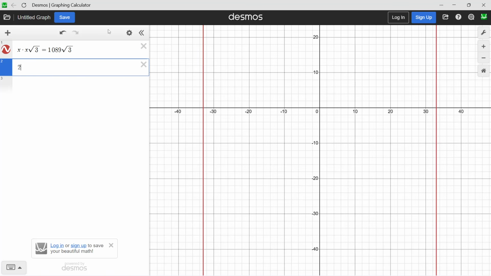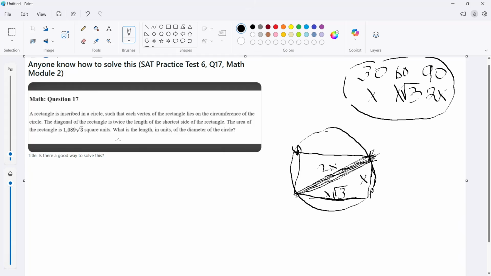So I'll put here 2x. Will that work? No, that won't work. I'll just have to put 2 times 33, and obviously the answer is 66. So I just used Desmos like a calculator on this one, but the answer is 66.